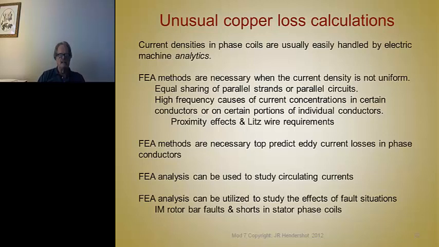There are eddy currents that take place, and anytime you have changing currents or changing magnetic fields, you're going to have eddy currents generated. So you have these even in the phase conductors, and it's very difficult to calculate without using FEA methods. Circulating currents in delta connections and parallel path circuits can be analyzed pretty well using analytics, but there again, more refinement and detailed analysis results from FEA analysis.